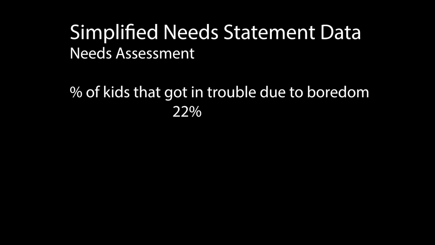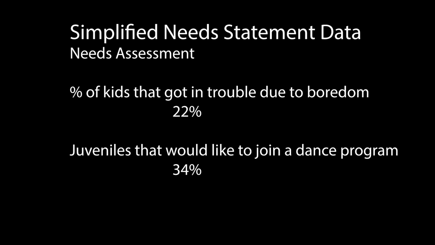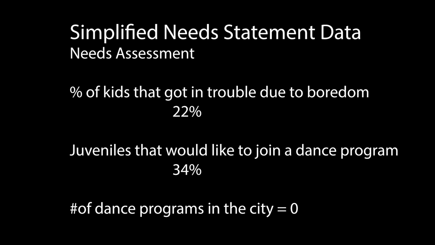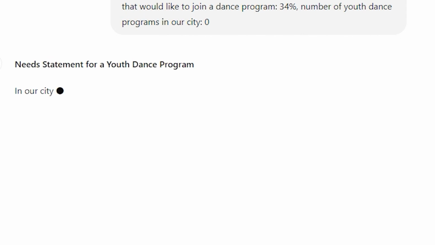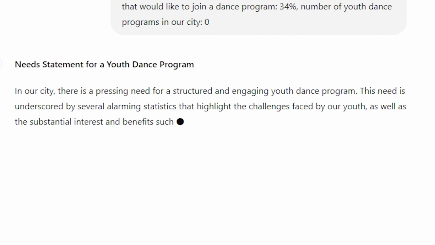Let's say we come up with the following data. Our survey of juveniles said that they got into trouble because they were bored: 22%. Survey of juveniles said that they would love to join a dance program: 34%. Number of dance programs in the city: 0. We put that data in and then we ask AI to use these statistics to explain why our city could benefit from a dance program for juveniles.